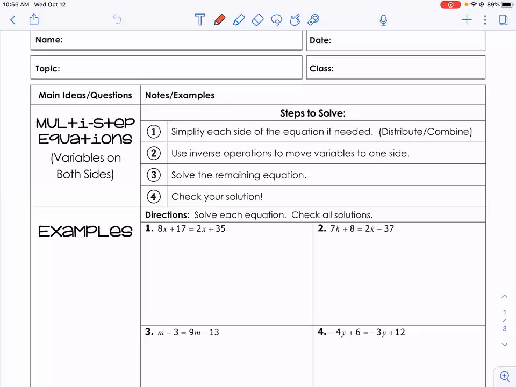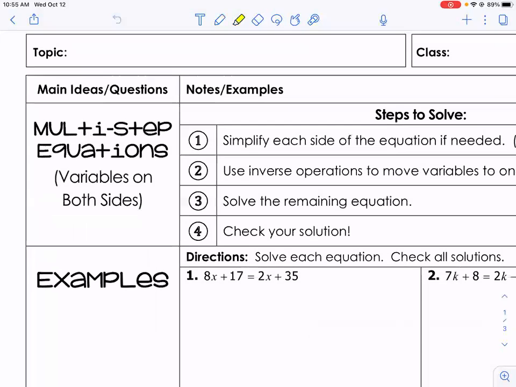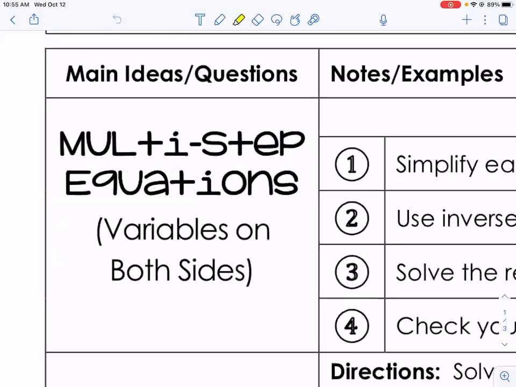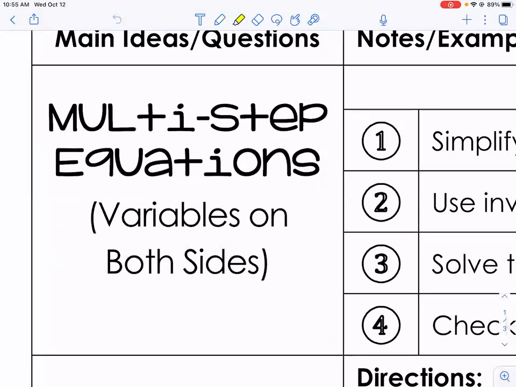Okay, I'm gonna blow your mind today. Are you ready? We are gonna work on multi-step equations where there could be variables on both sides of the equal sign. Guess what? It's not gonna change. A lot of what we do is just gonna give us one extra step we need to worry about.